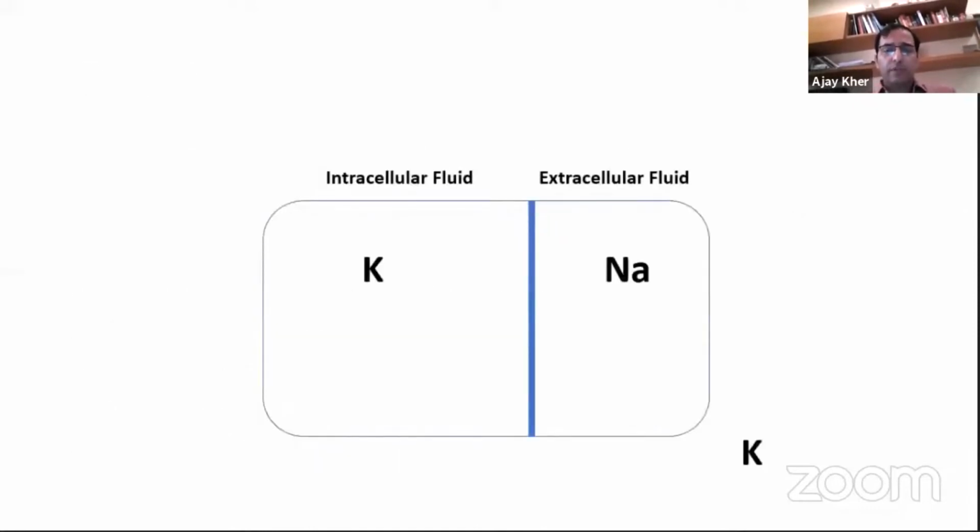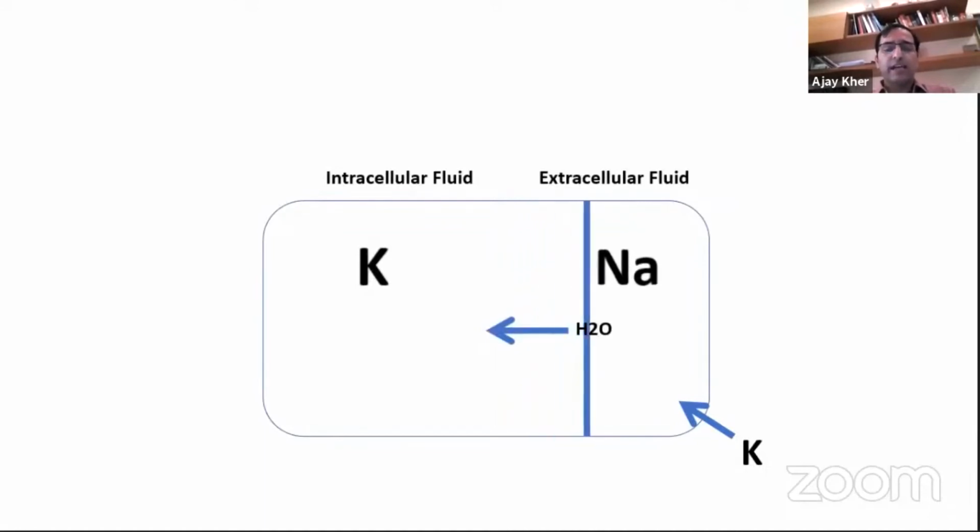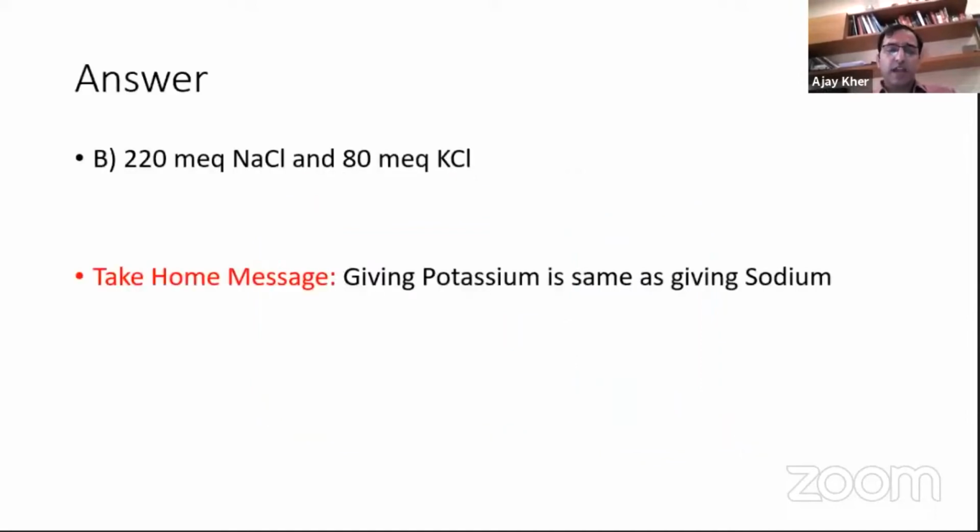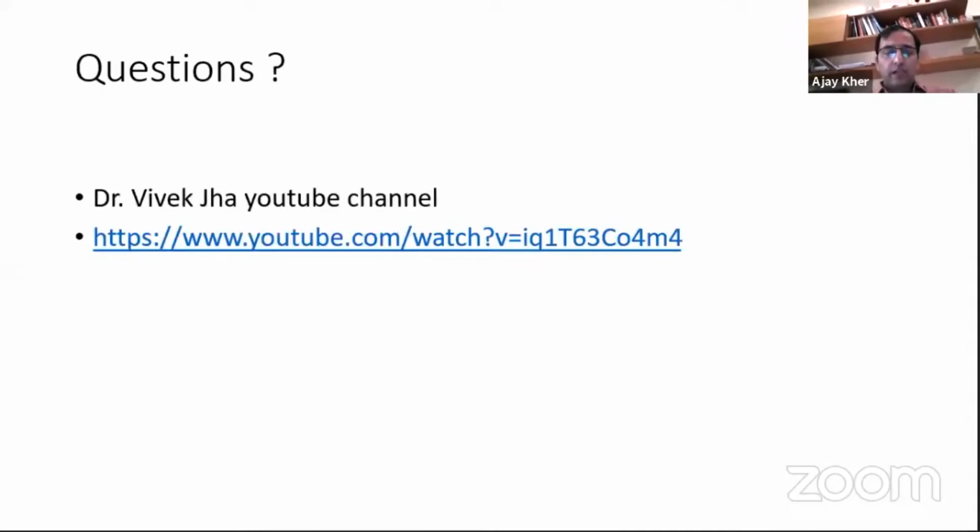So let's look at what would happen. So when you give potassium, it will first go into the extracellular fluid and then it will go into the intracellular compartment and the intracellular potassium concentration will go up. Then water will move from the extracellular fluid into the intracellular fluid and compensation wise, sodium will go up as well. So giving potassium to someone who is hyponatremic is the same as giving sodium. And so the answer is B. So you would reduce the 300 to 220 of sodium and 80 of potassium because giving potassium is same as sodium.